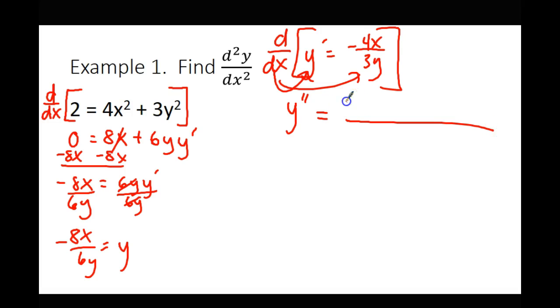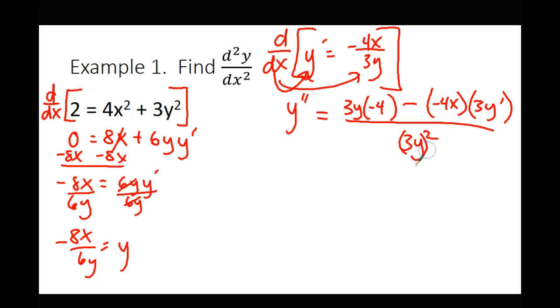So low, d high, minus high, d low. What's d low? 3y prime. Draw a line and square below. Right? All right, let's simplify that.